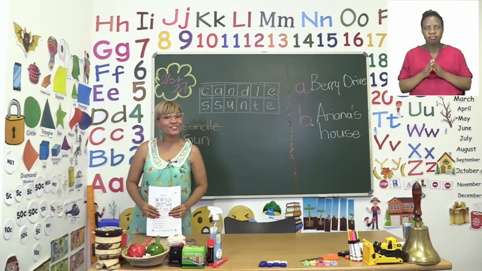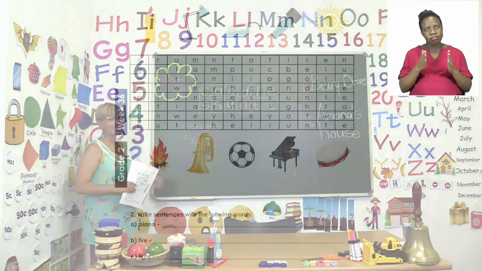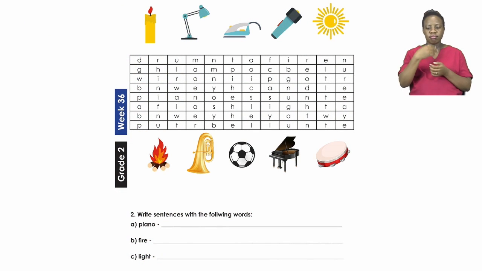Let's start this part of our lesson on page 26. Now here we are talking about sources of energy. Let's look at number 1. Number 1 says, find 3 examples of light, heat, and sound energy in the word search.